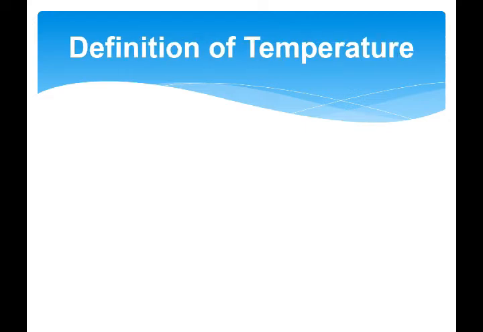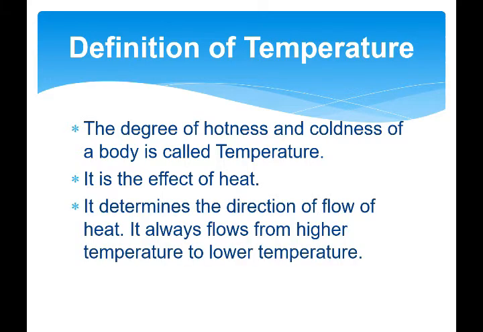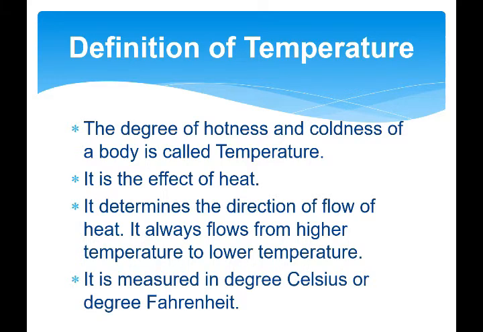Now we will move to the definition of temperature. The degree of hotness and coldness of a body is called temperature. It is the effect of heat. It determines the direction of flow of heat. It always flows from higher temperature to lower temperature. It is measured in degree Celsius or degree Fahrenheit.